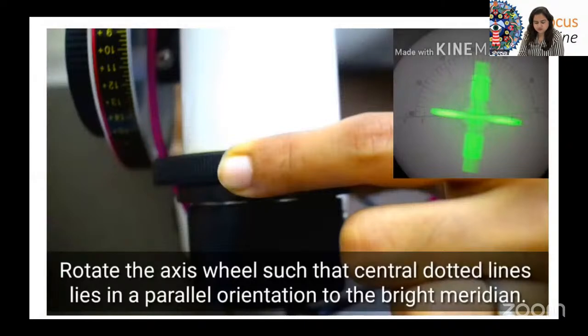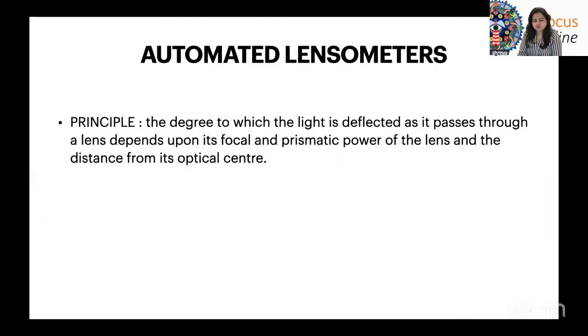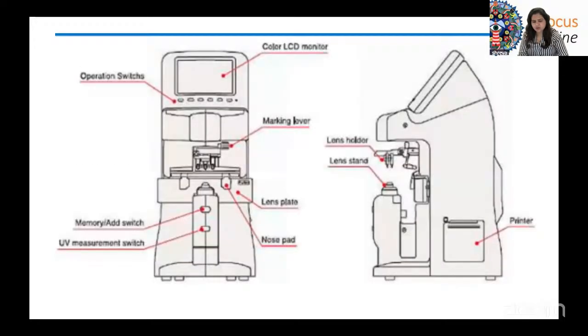This was manual lensometers. The automated lensometers do not need that much work, and they work on the principle that the degree to which the light is reflected as it passes through a lens will depend upon its focal and prismatic power and the distance from the optical center. In this, we have a color LCD monitor and then the operation switches. This is a marking lever, lens plate, and the nose pad. In this, not much has to be done. The mires have to coincide, and then it gives the reading.